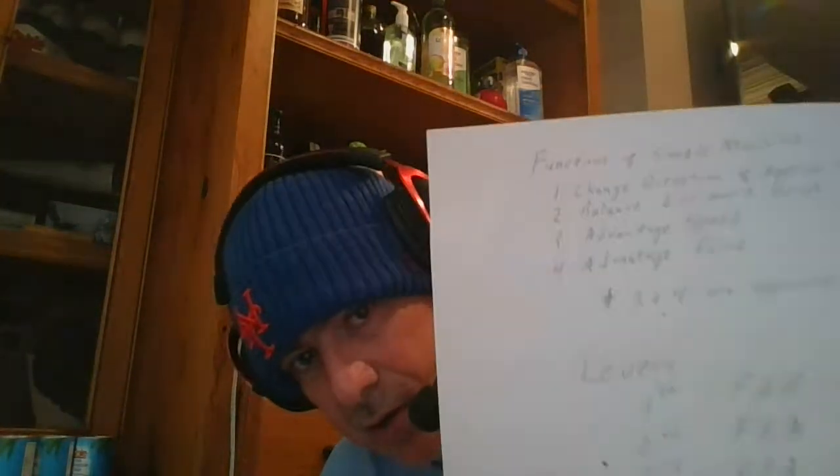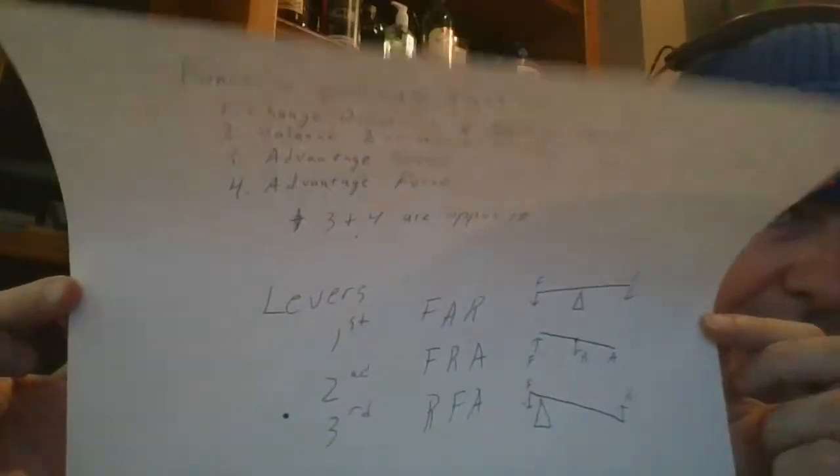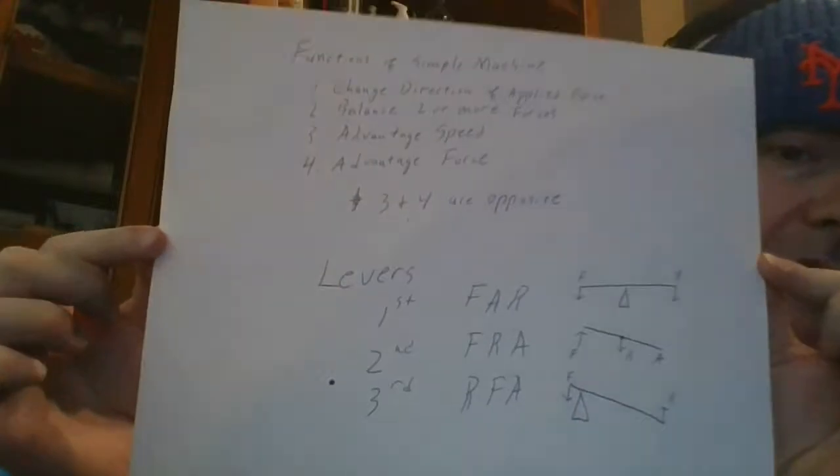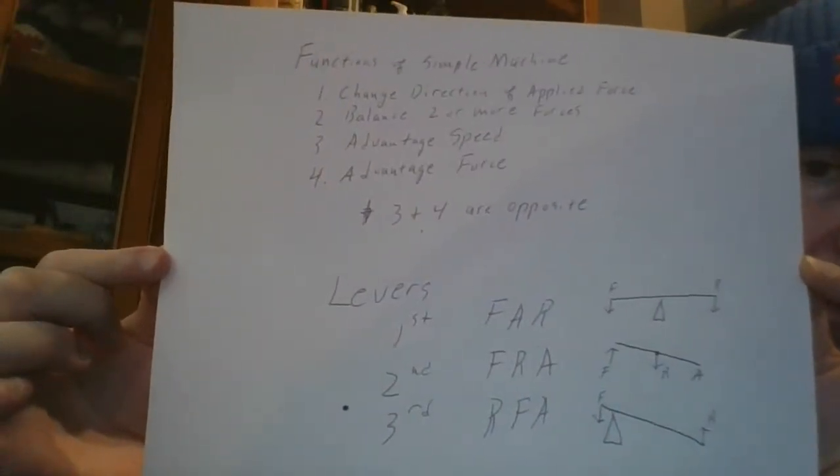Okay. All right. Next up, let's go to what it means to take the next step with torques and moments, and that's levers. A lever is a force arrangement that takes advantage of one or more functions of a simple machine. I have the functions of a simple machine here. It's also in your book. Pause it if you need. Functions of simple machines: balance multiple forces, change direction of applied force, which I talked about on Monday, advantage speed, advantage force.